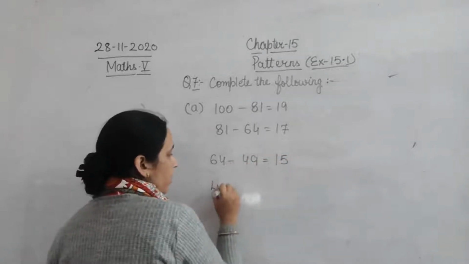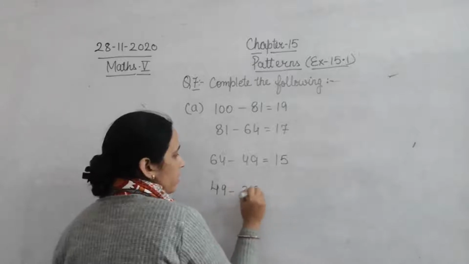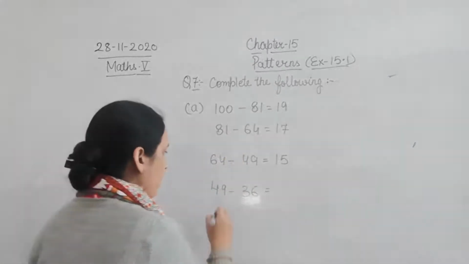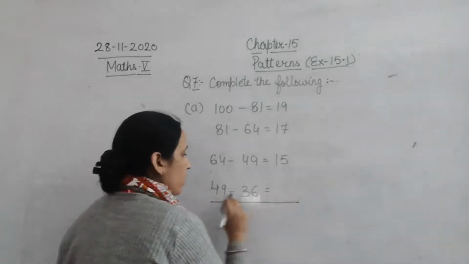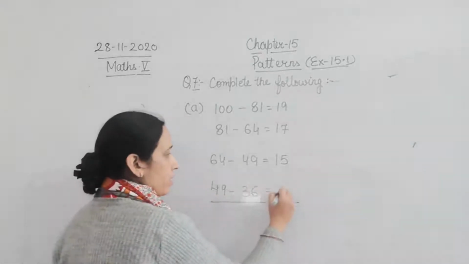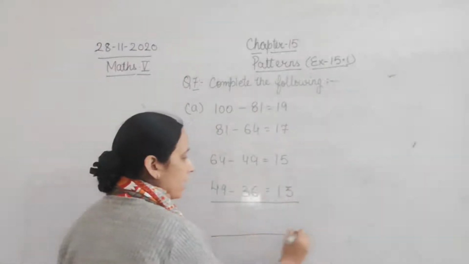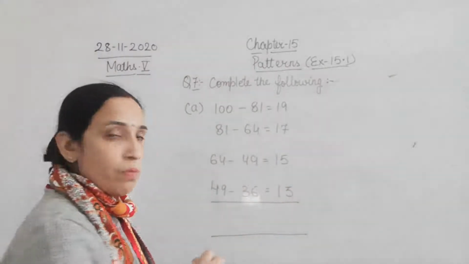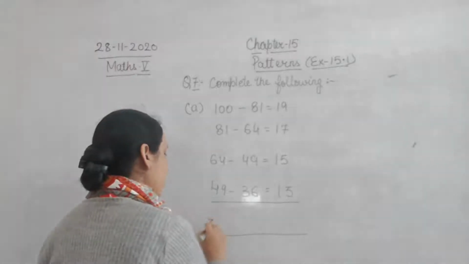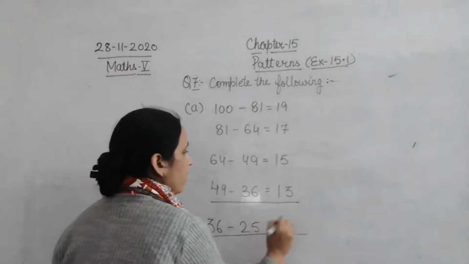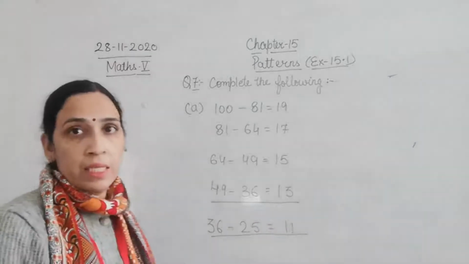Now next is 49 minus 36. This blank is given to you. 49 minus 36 will become 13. And one more blank is given to you. What will be the answer over there? That will be 36 minus 25, and the difference will be 11.